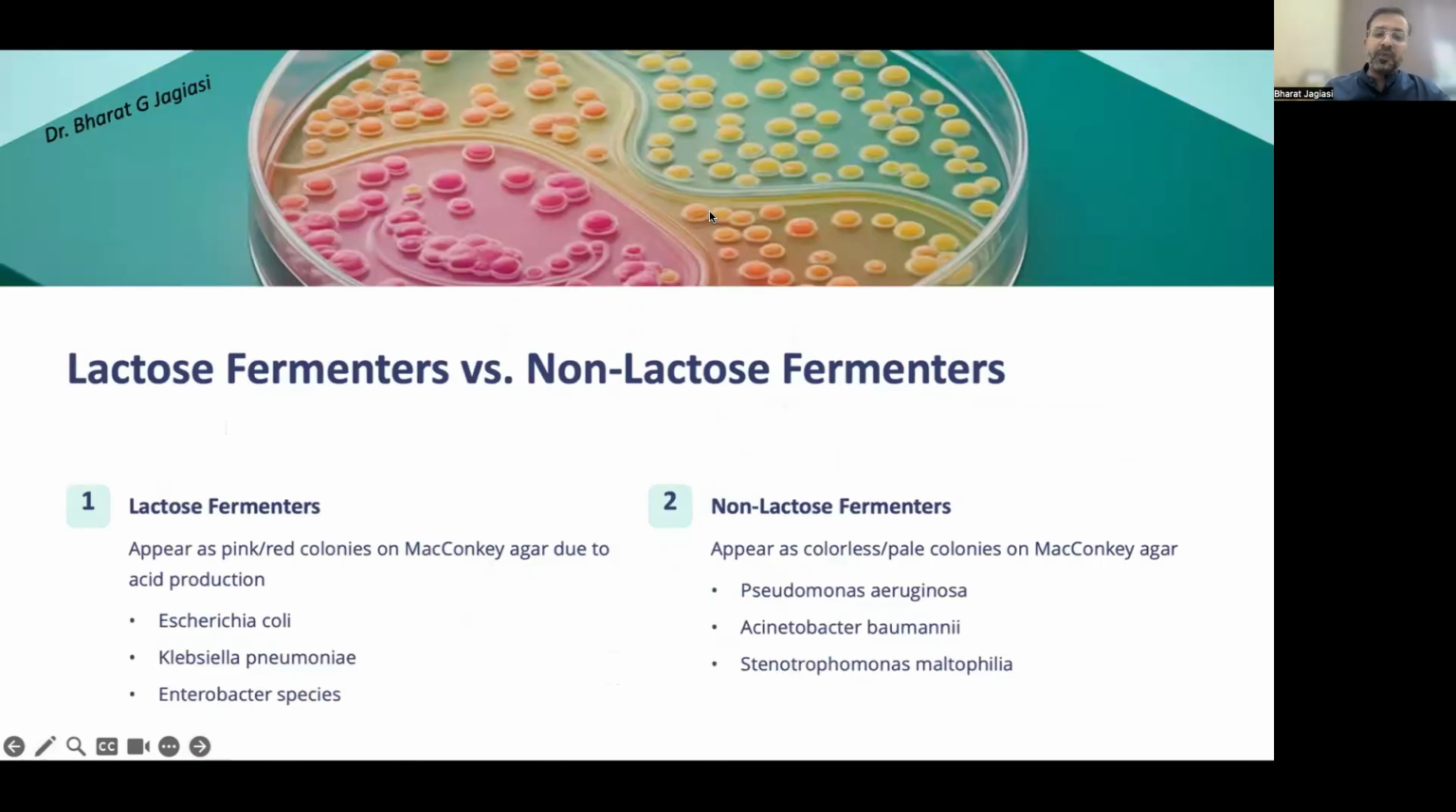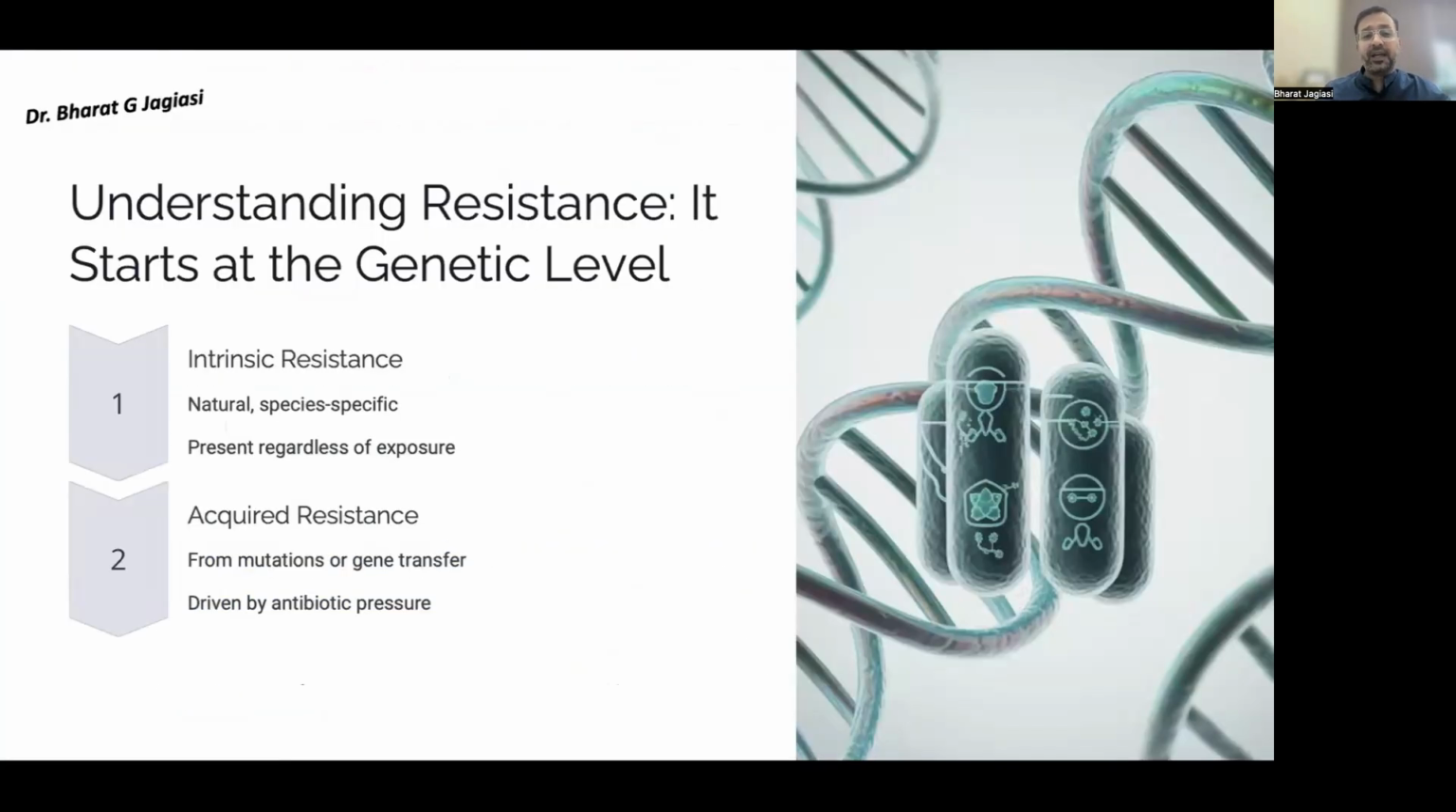In the initial talk, we had spoken about the lactose fermenters versus non-lactose fermenters. So lactose fermenters, we all know, appear as pink red colonies on MacConkey agar due to acid production, and these consist of E. coli, Klebsiella pneumoniae, Enterobacter species. Non-lactose fermenters appear colorless or pale colonies on MacConkey agar, and these consist of Pseudomonas aeruginosa, Acinetobacter, Stenotrophomonas maltophilia. These are more malignant organisms with more intrinsic resistant mechanisms available, and also as they evolve, they acquire many different resistant mechanisms. Maybe they come up with multiple resistant mechanisms in one go.